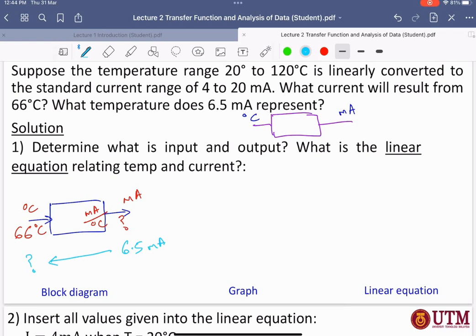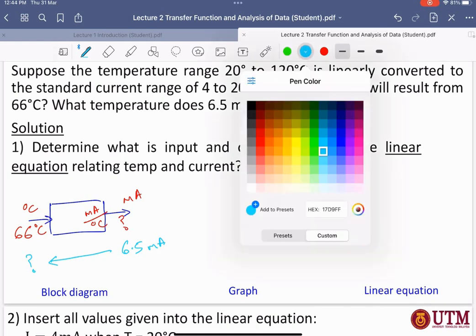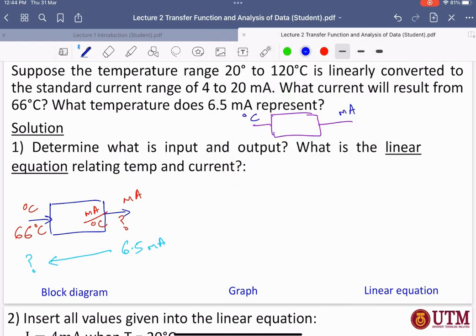So now we know that we want to get the relationship first. This one I think may be quite easy. The input will be temperature, and the output will be current.